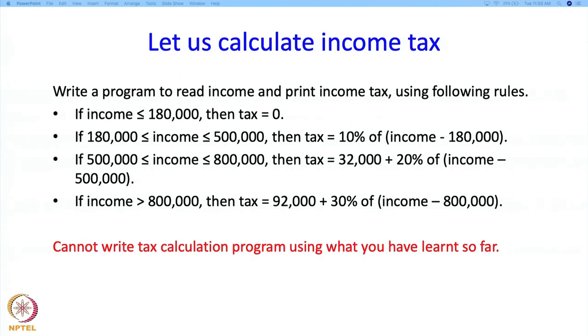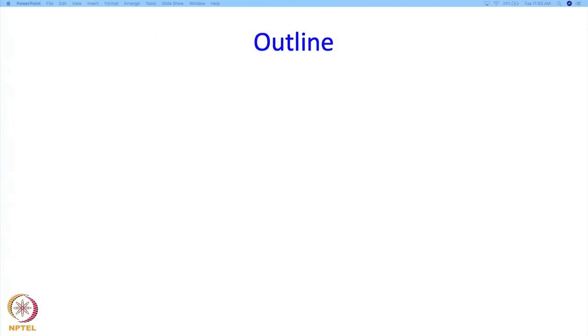Now, you will realize that you cannot write this program using what you already know. So we need to know something more. So here is what we are going to do in this lecture. I am going to talk about a new statement called an if statement, which will be useful in writing this tax calculation program and several other programs. So we will begin by looking at the basic form of this if statement.